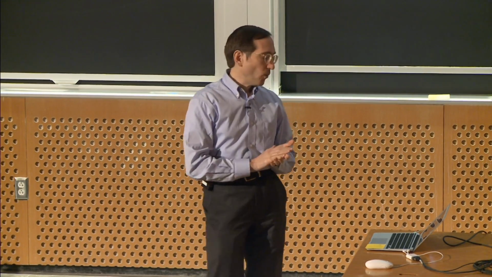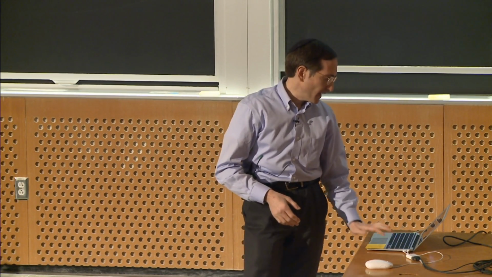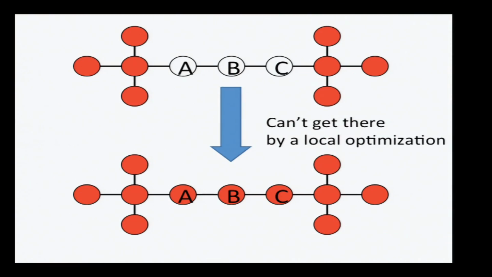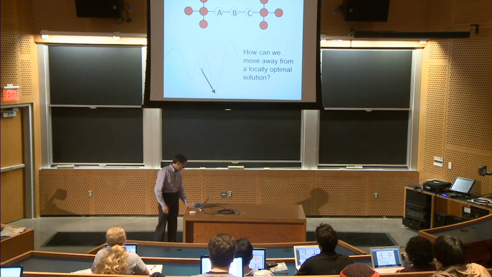So let's think for a second. What algorithms have we already seen that could help us get to the right answer? Right? We can't get here by a local optimization. We need to find the global minimum, not the local minimum. So what algorithms have we seen that help us find the global minimum? Yeah, sorry. So we use simulated annealing.